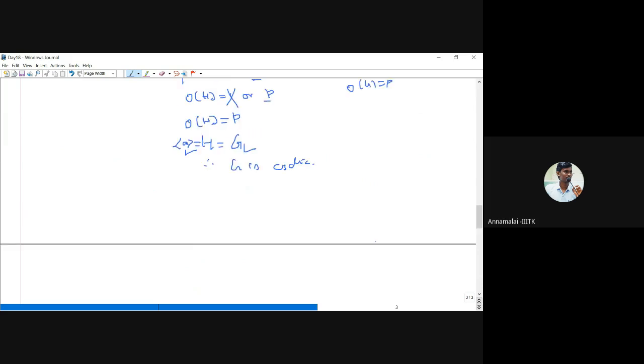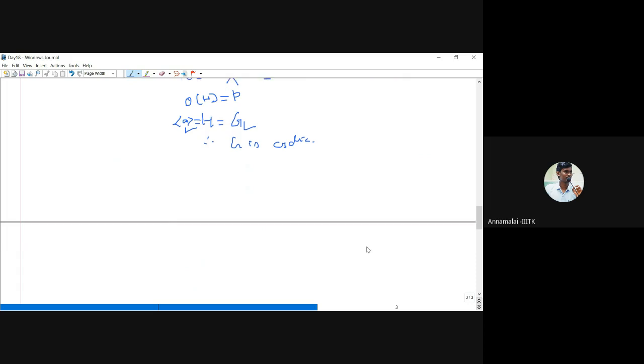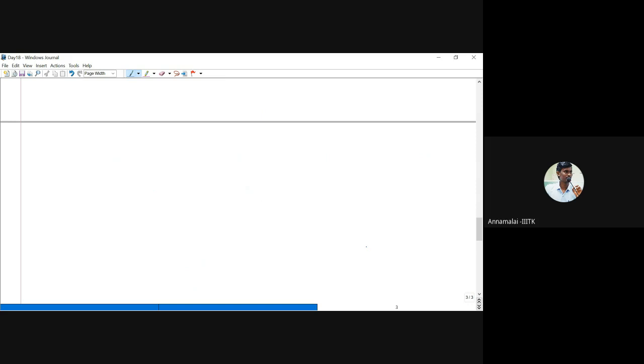Suppose we have two cyclic groups A and B. Given any two groups, we can define the Cartesian product, the direct product of two groups. So maybe I can say here, the direct product of groups. Suppose we have groups, then what is the direct product? Suppose I take n groups.